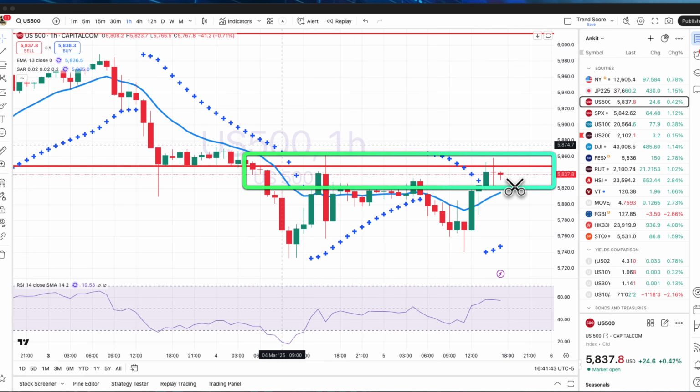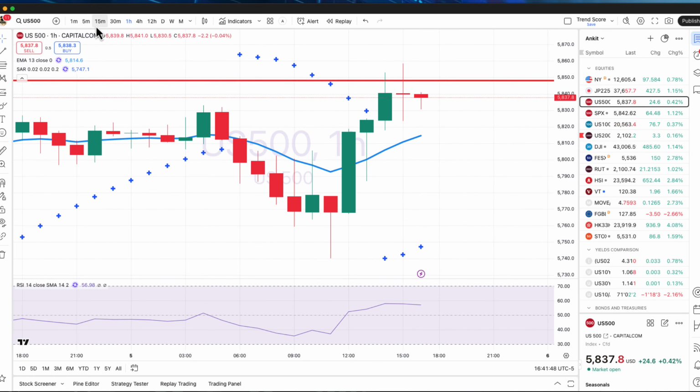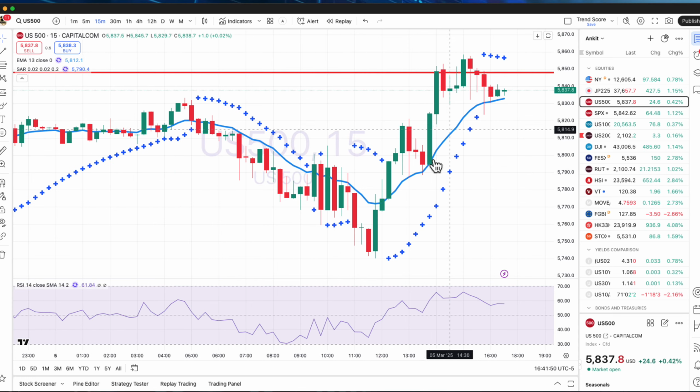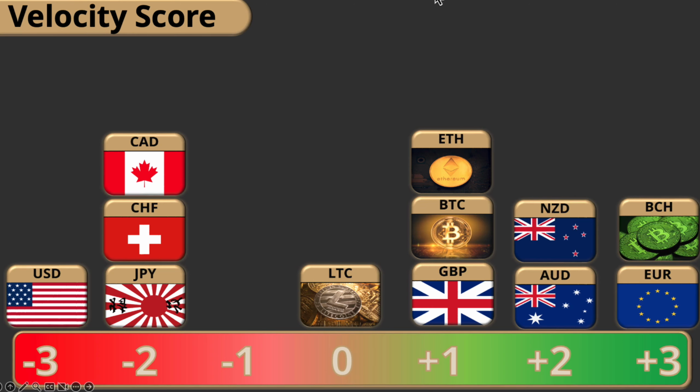This is the S&P chart here, the futures market. As you can see, we did rally today, but then we kind of stall right here. If this needs to continue, it needs to break out further, and I think that's where we'll probably see some continuity. So that's really where we are with the velocity.